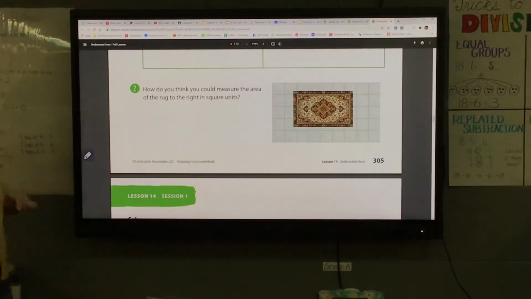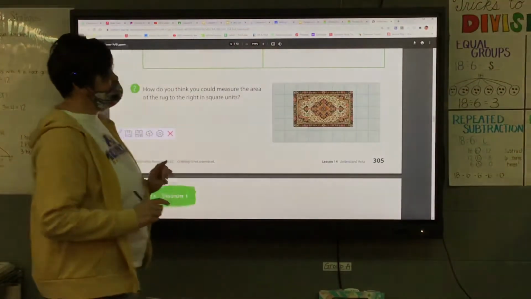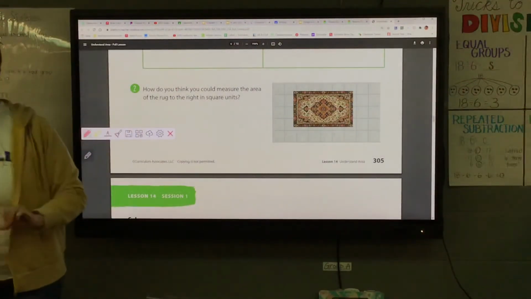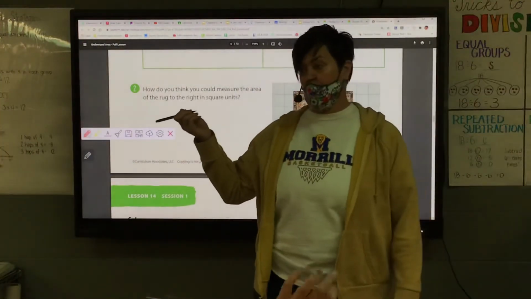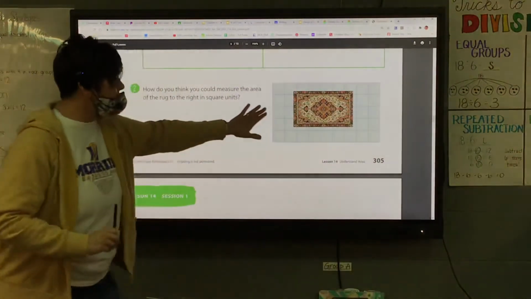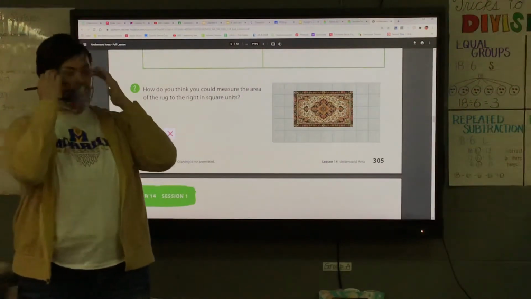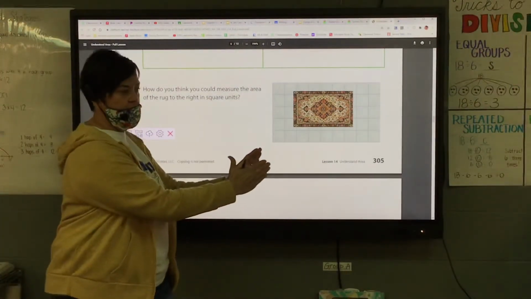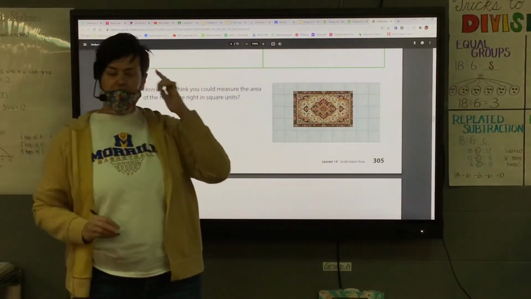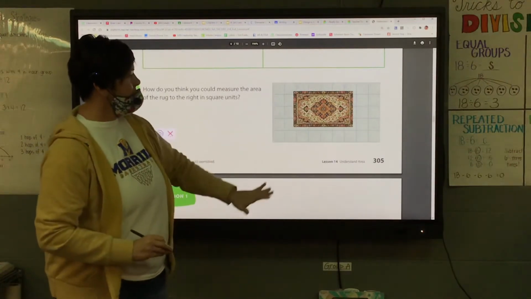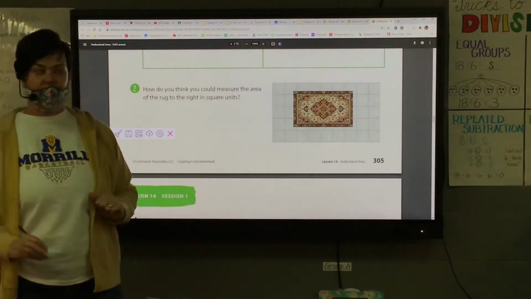Okay, let's look at part 2 on that page. How do you think you could measure the area of the rug to the right in square units? Do you remember practicing with that other rug on the page before? Now, is this perfectly lined up on the squares? No. So if we shift it a little bit, would it be perfectly lined up? Can you figure out how many square units this rug is? Figure that out right now.